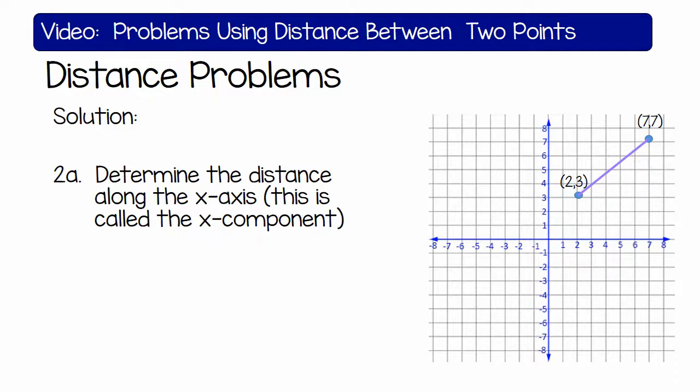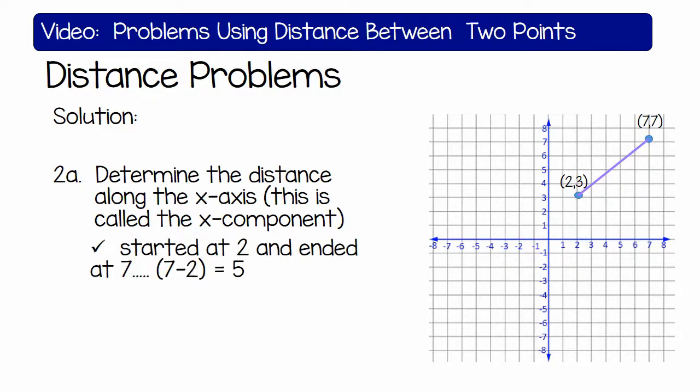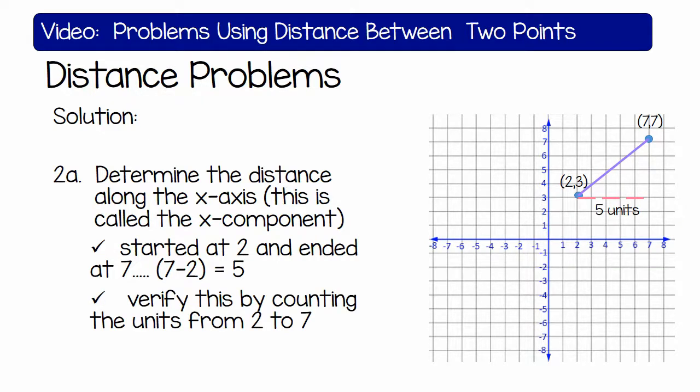Determine the distance along the x-axis. This is called the x-component. Started at 2 and ended at 7, the length of this line would be 5 units. Verify this by counting the units from 2 to 7.